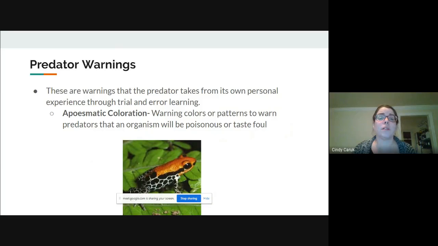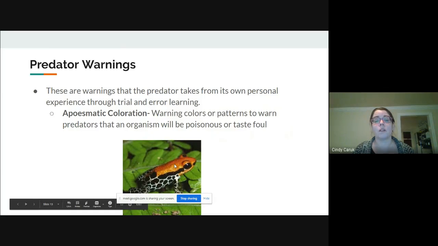Predator warnings, these are warnings that the predator takes from its own personal experience through trial and error learning. Okay, so hopefully you remember trial and error learning. And this is aposematic coloration. These are the warning colors that warn predators that an organism is going to be poisonous or taste foul, so that they avoid that.